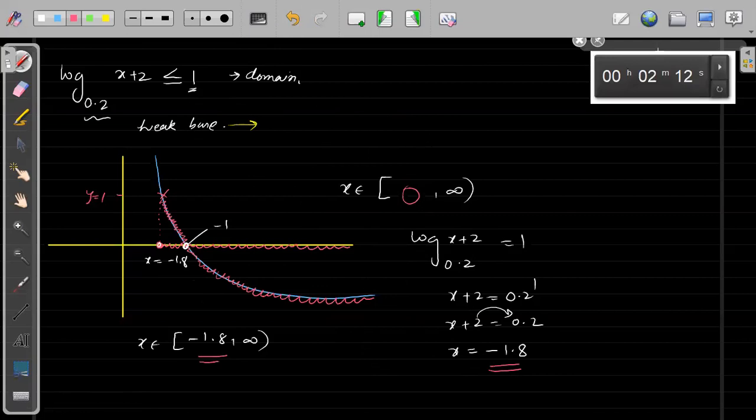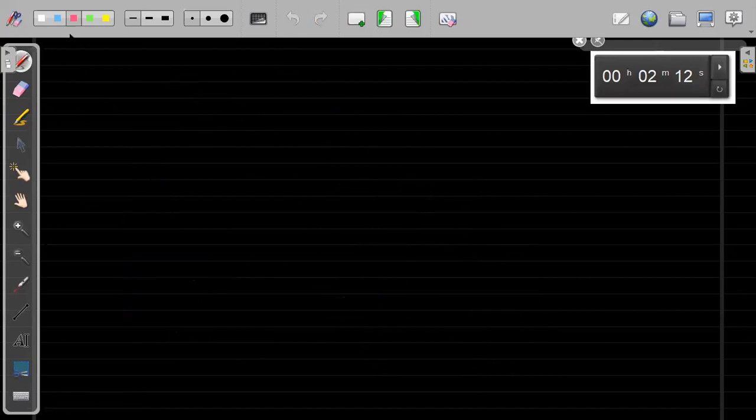Okay. Let's take one more sum, something similar to this. Find the domain for log x base 2 greater than or equal to 5. Find the domain of this. Where log x base 2 is greater than or equal to 5. Okay. So tell me.